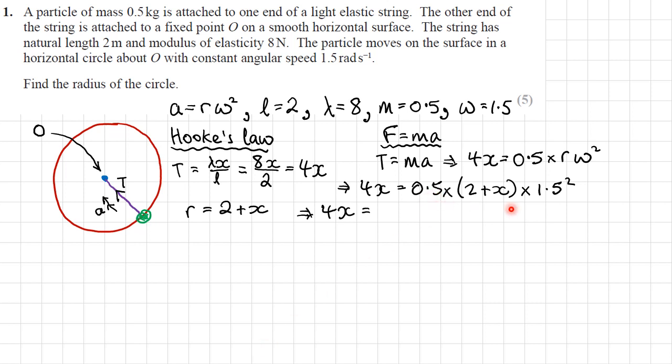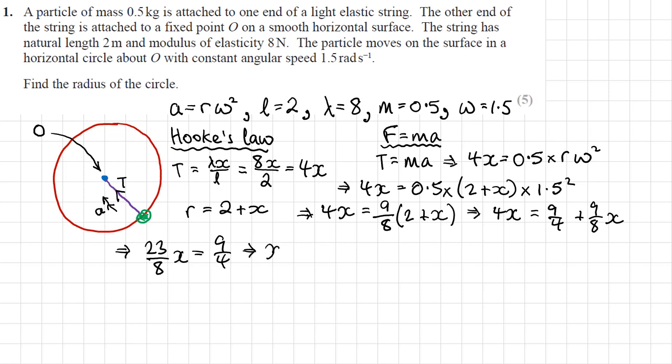If I do 0.5 times 1.5 squared, that gives me 9 over 8. So I've got 9 over 8 times (2 plus x). Let's expand the brackets because we want to solve for x. So 4x is equal to 9 over 4 plus 9 over 8 x. From there we'll take off the 9 over 8 x from both sides. So 4 minus 9 over 8 gives me 23 over 8. So we've got 23 over 8 x is equal to 9 over 4. So x is 9 over 4 divided by 23 over 8, and that gives me 18 over 23.